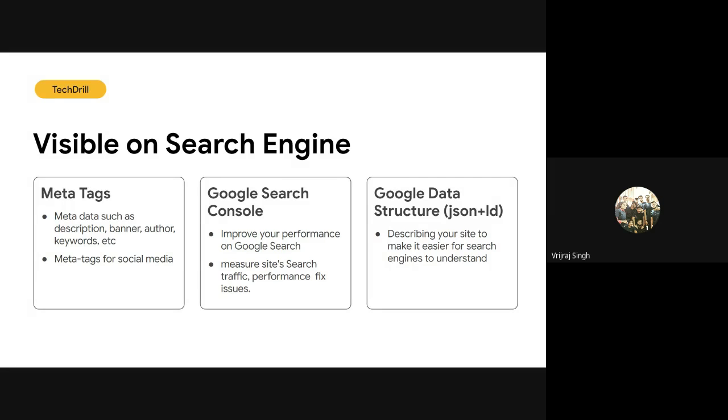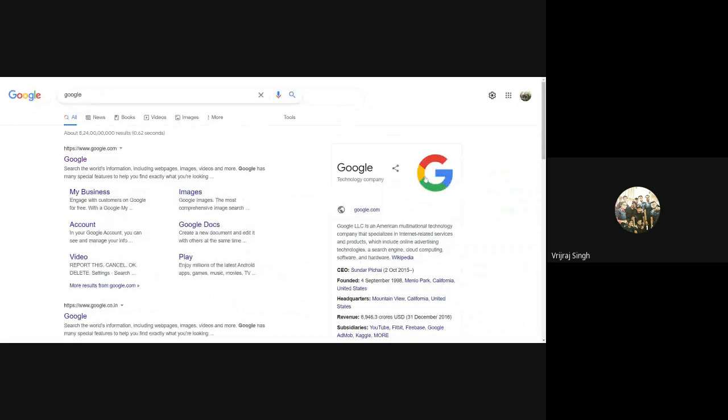And the third part is Google data structure. So Google data structure is a new thing. I will give you a demo. So let's say I'm typing this one, Google. I hope my screen is visible. Yeah. So I just type Google in Google search, and there is a card.